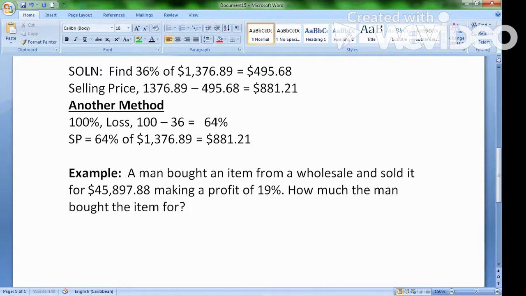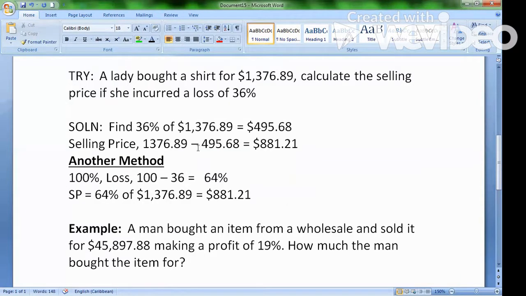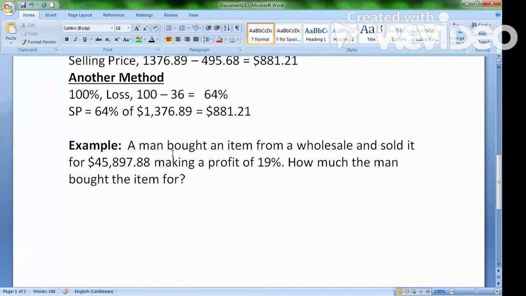So to answer this question, we can't do it exactly like how we do it right here. If we add 100 plus 19 and then multiply it by this, you're not going to get the answer. If you find 119% of 45,000, you get more than 45,000. The answer we get has to be less than 45,000, because you buy something and sell it to make a profit, so the cost price has to be less. So we're going to have to use a different approach.